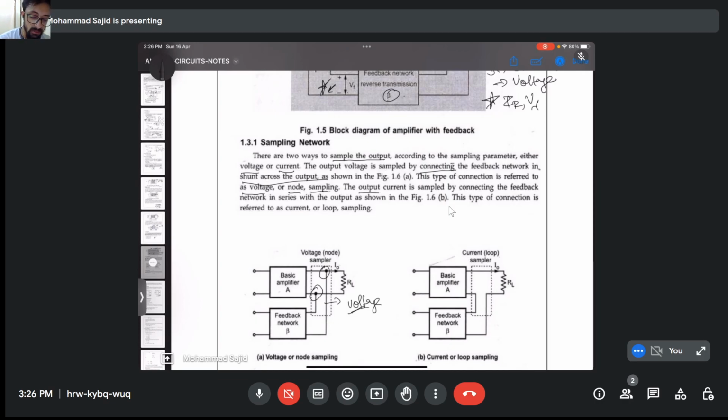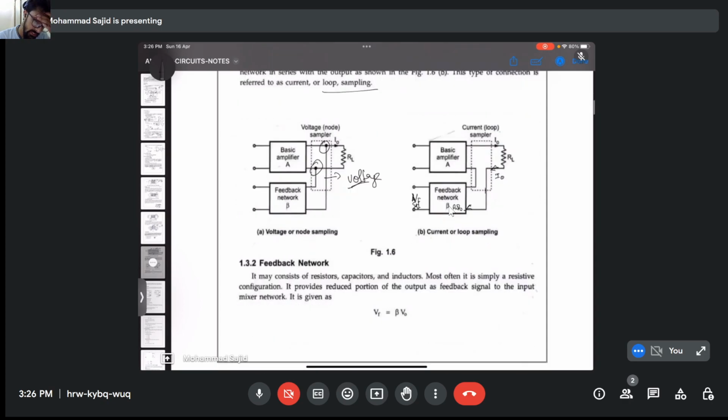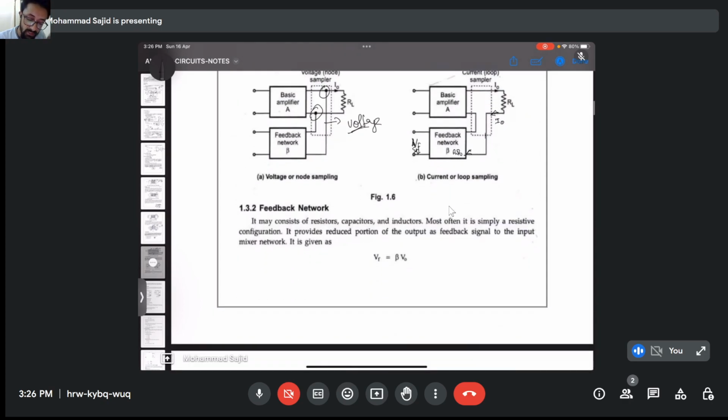The output current is sampled by connecting the feedback network in series. Now, if we connect it in series, this current will flow through here as well. So now beta times I naught will give me here something, either voltage or current, right? So this is current sampling or loop sampling. You connect your circuit in a loop, that is, in series.